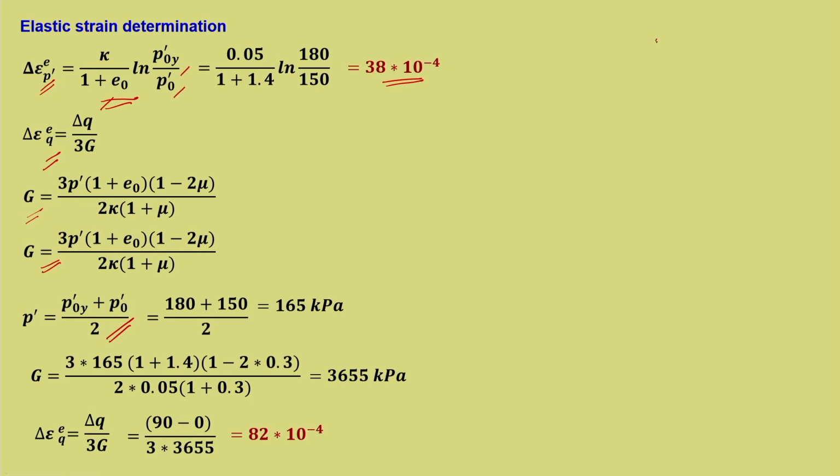I mean to say, the first yield means q p dash, when the effective stress path starts from here. So, this is the first yield. By the time it reaches here, for this stretch, what is the elastic strain it has undergone, both volumetric and deviatoric strain, we have determined.